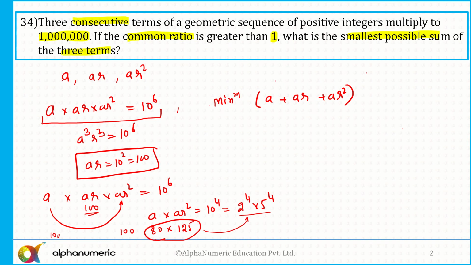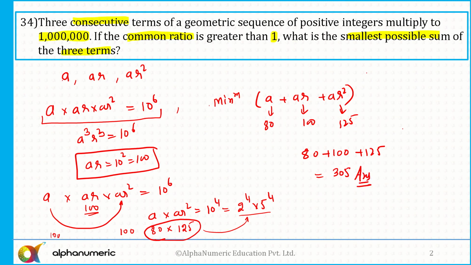So I can say the first term A should be equal to 80, the middle term should be equal to 100 and the last term will be equal to 125. The product of these three terms will be 10 raised to the power 6 and the minimum possible sum will be equal to 80 plus 100 plus 125. So what is this value? That comes out to be equal to 305. Alright, so the correct answer for this question is 305.